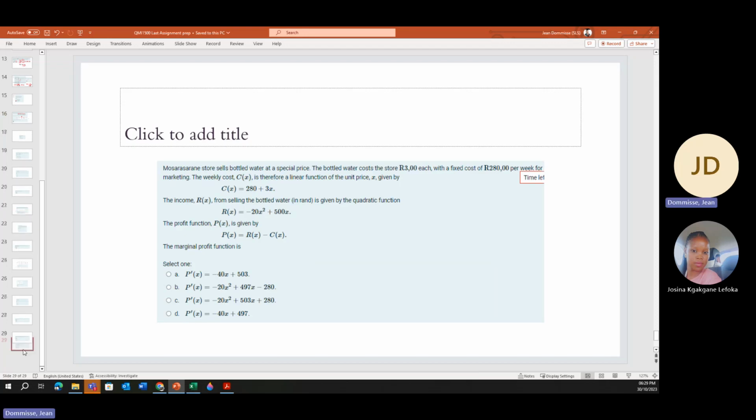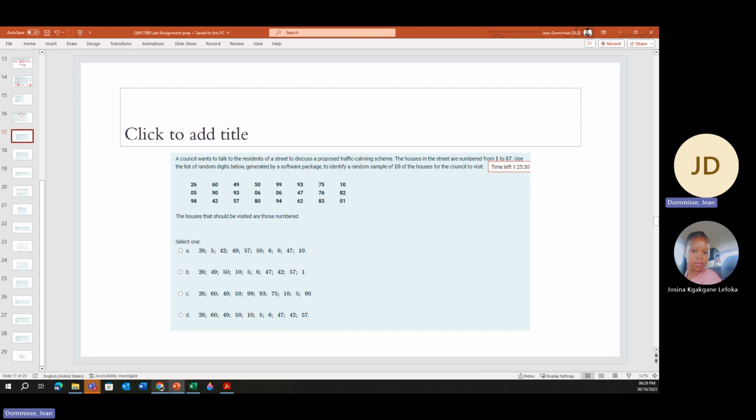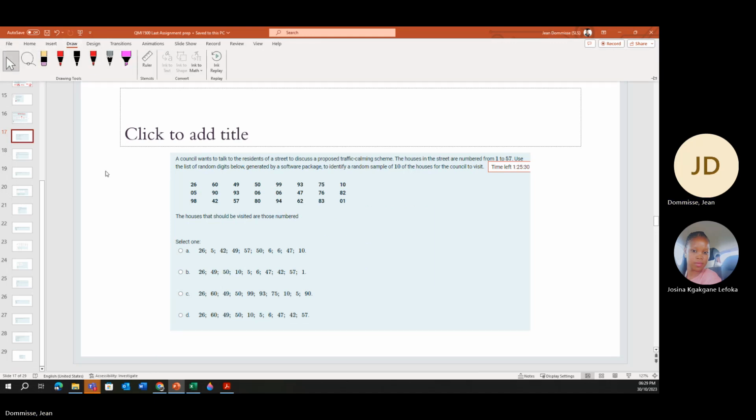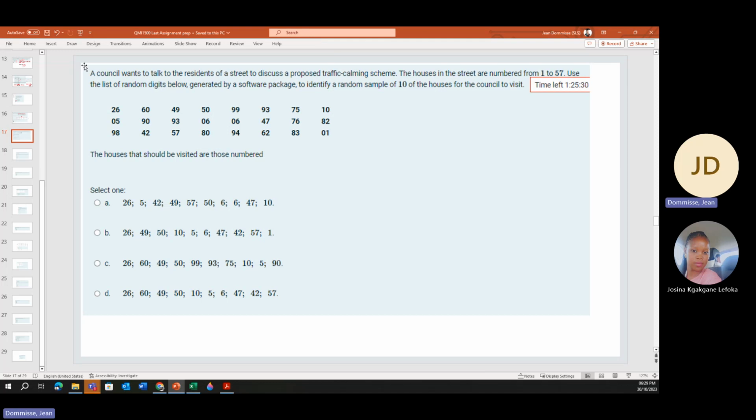So let's move that also to the back. I think some of these we did last week in any case. Okay, so again, let's look at what they tell us. The council wants to talk to the residents of a street to discuss a proposed traffic calming scheme. The houses in the street are numbered from 1 to 57. Use the list of random digits below, generated by a software package, to identify a random sample of 10 of the houses for the council to visit.